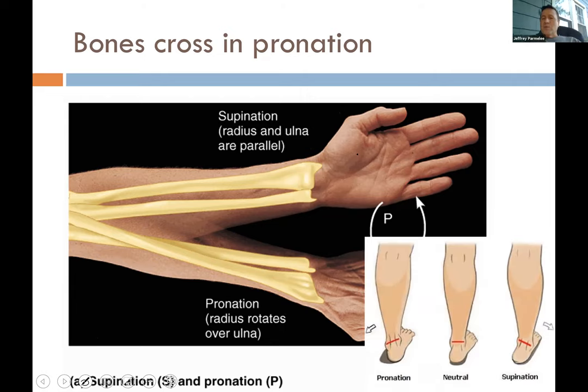You'll hear these terms also in the foot. You guys are runners, and you look at shoes and how your feet can be a pronator or supinator. It's similar, but it's not exactly the same, but it has to do with your foot going inward or outward. It's dramatic in your arm, where the bones cross.